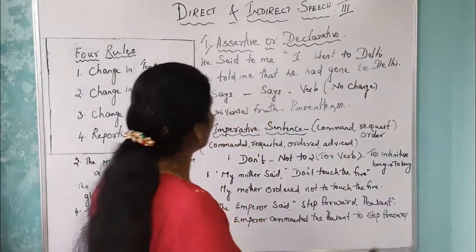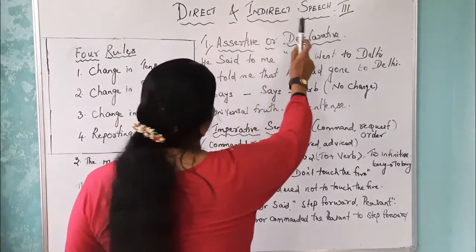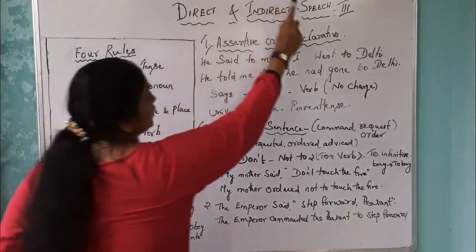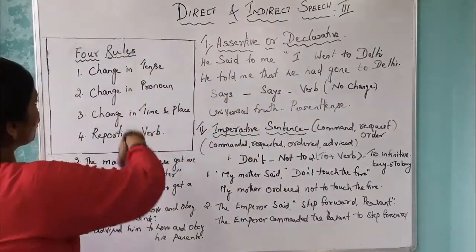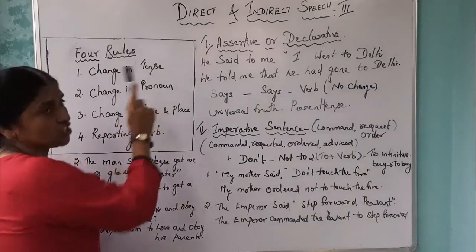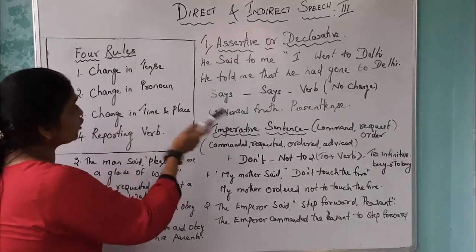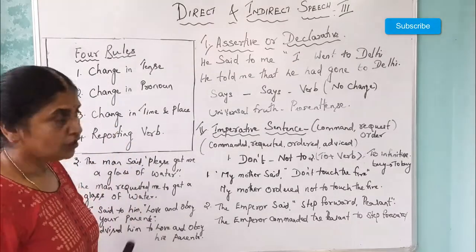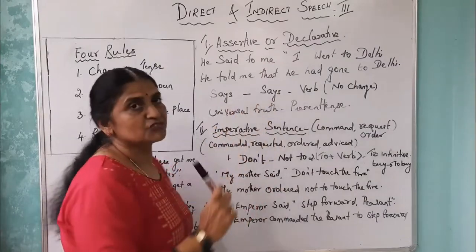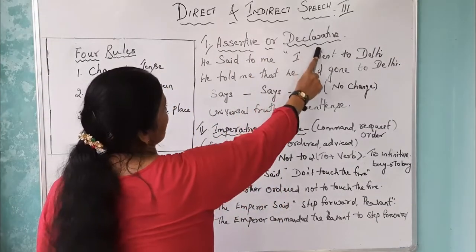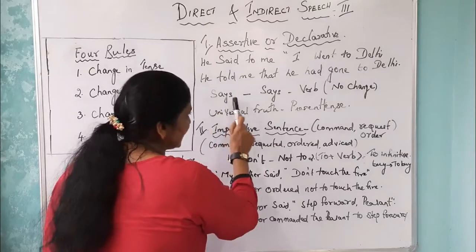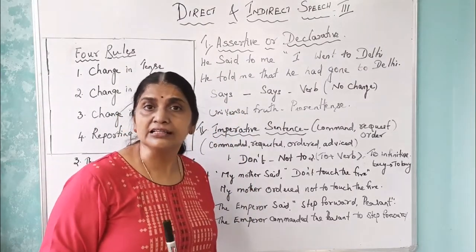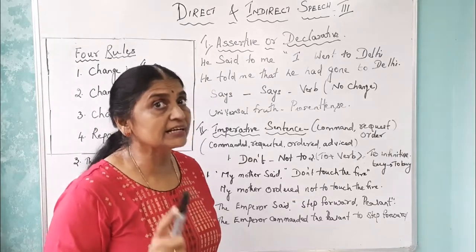Okay, now in the last class I told you we have to check the 4 rules while changing from direct to indirect speech. What are the 4 rules? Just a recap. Change in tense, next change in pronoun, change in time and place, then reporting verb. So regarding the reporting verb, just recollect in the assertive sentence, suppose you get says. He says, okay, he says, I like vegetables.